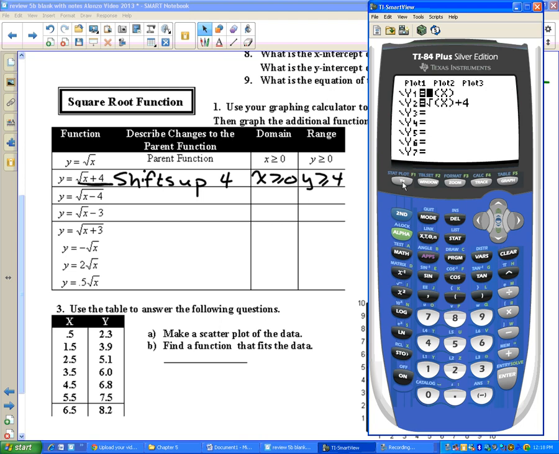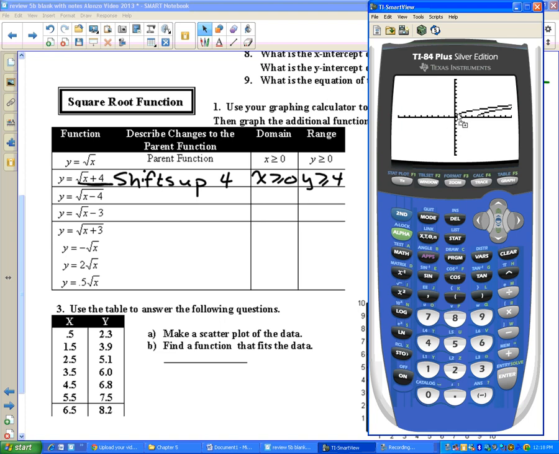Go back to y equals. Now the minus 4 is inside the square root. So let's go ahead and go x minus 4 inside the square root. I'm going to do this in y2. I only want to see 2 at a time so I don't get myself confused. So I'm going to say minus 4 here. So I'm looking at the parent function, y equals the square root of x, and then the third one down, y equals the square root of x minus 4.